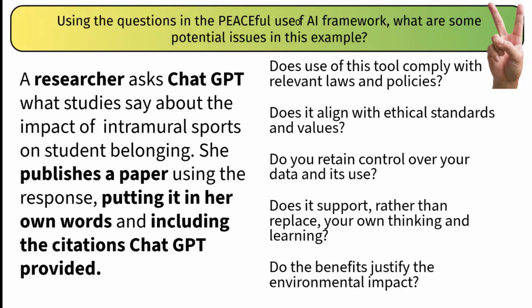Looking at some of these other ones, the ethical standards and values and laws and policies, many journals have rules about using AI and how it can be used and whether or not it needs to be disclosed. So we don't know what journal this researcher is writing for, but we can guess that there's probably some policy in place that covers the use of AI. So that's something to consider.